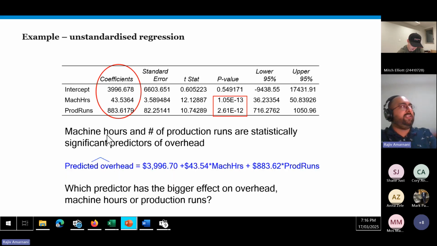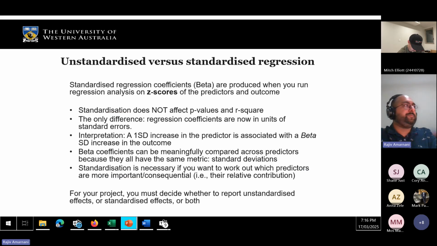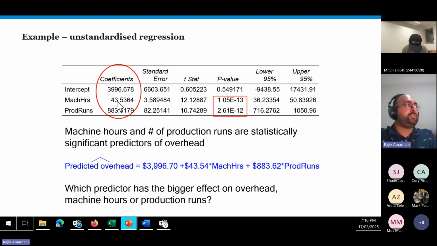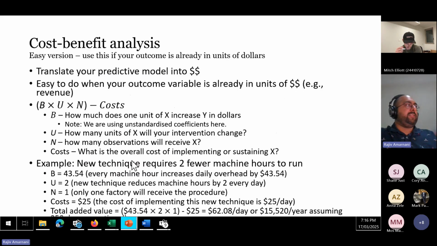So going back here, we had overhead, yeah? And let's say you have a technique to reduce machine hours. Your new technique will require 2 fewer machine hours to run, so doing this will save 2 machine hours per day. So let's put together the cost benefit of doing this. We know that for every extra machine hour, on average, daily overhead increases by $43.54. We know that doing this will reduce machine hours by 2, so 2 units.